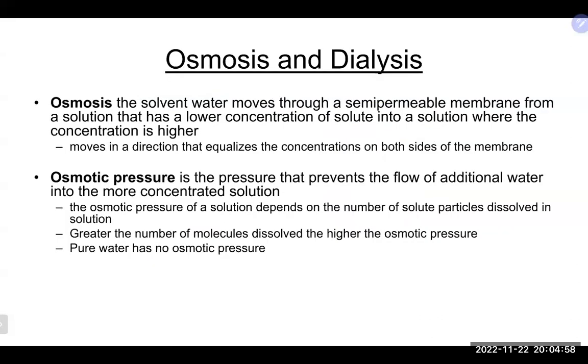We talked a little bit about both of these things here, but once again, osmosis is that natural process where a solution that has a lower concentration will flow into one of a higher concentration, in an effort to equalize the pressure on both sides of the membrane. The osmotic pressure, as I mentioned before, prevents the flow of additional water molecules when it is reached. The greater the number of molecules dissolved in something, the greater the osmotic pressure. Pure water has no osmotic pressure because, frankly, it's just water. There's nothing dissolved in it.